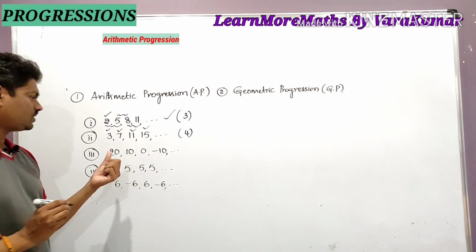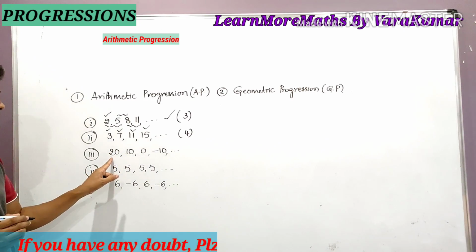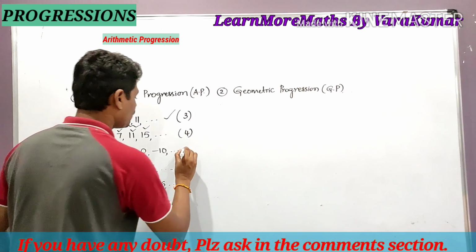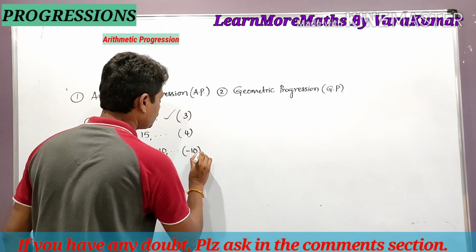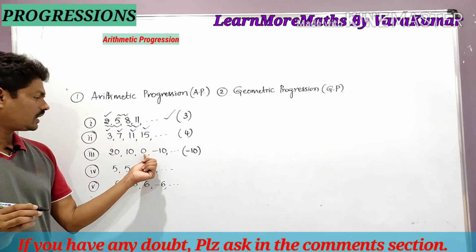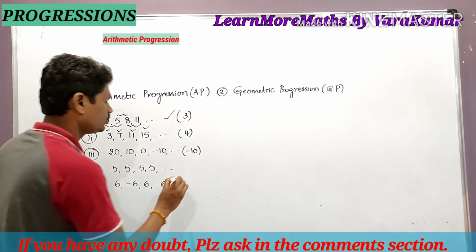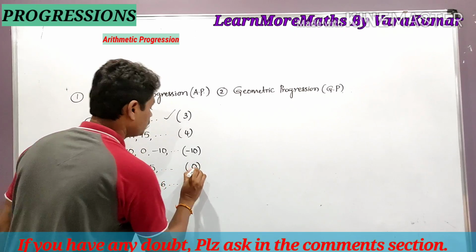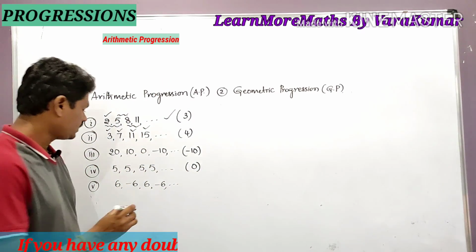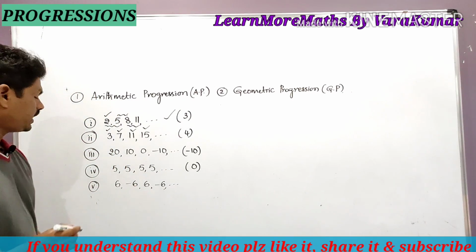Is there any relation between 20, 10, 0, minus 10, student? Here it is 20, and the next number is 10. By adding minus 10, or subtracting 10, we get 10. Again minus 10 we get 0. Again minus 10 we get minus 10. In the same way 5, 5, 5: there is nothing added, so simply 0 is added to the preceding term to get the next term. Now what about 6, minus 6, 6, minus 6 and so on?